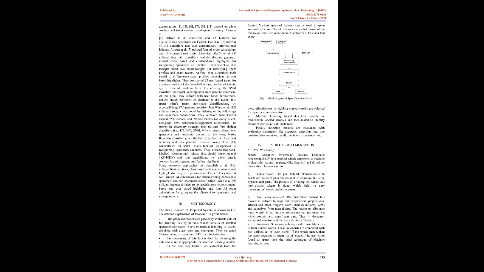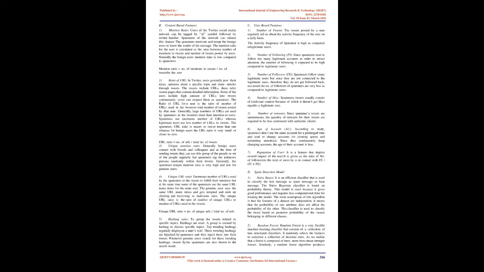Methodology. The block diagram of proposed system is shown in Fig 1. A detailed explanation of flowchart is given below. The proposed model uses publicly available dataset for training testing purpose which consists of labeled spam and non-spam tweets or manual labeling of tweets are done with class spam and non-spam. Then we crawl Twitter using its streaming API to collect the data. Pre-processing of this data is done for cleaning the data and make it appropriate for machine learning models.